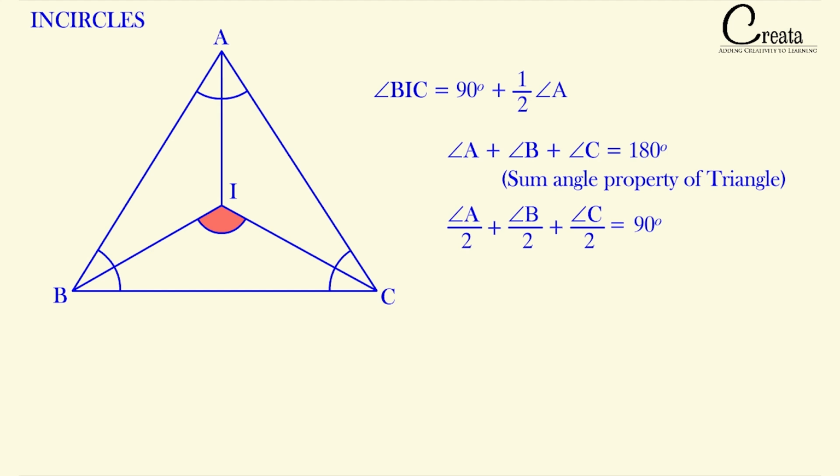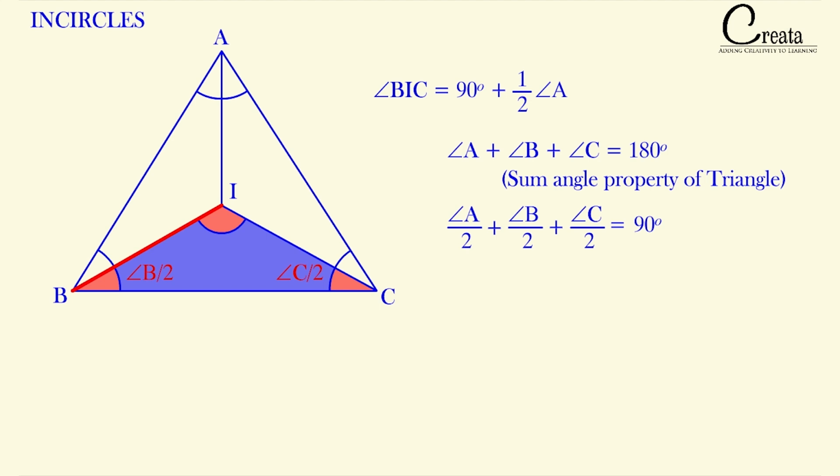Moving further, let's check the triangle BIC. We have taken the triangle BIC because we have to calculate the value of angle BIC. For this triangle, this angle is equal to half of angle B. Why? Because BI is the angle bisector, and an angle bisector divides the angle into two equal portions. So this angle is angle B/2 and this angle is angle C/2.